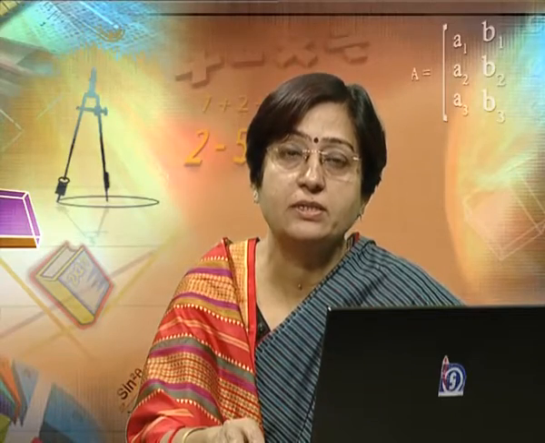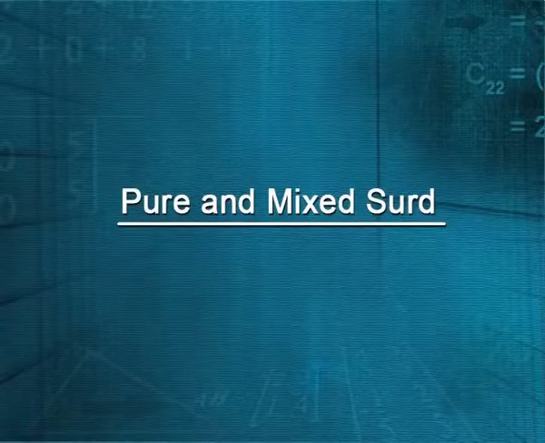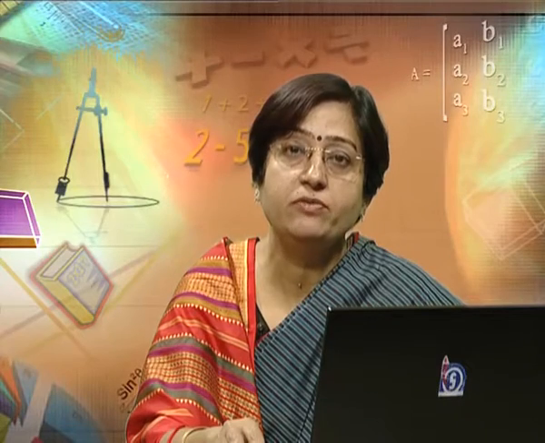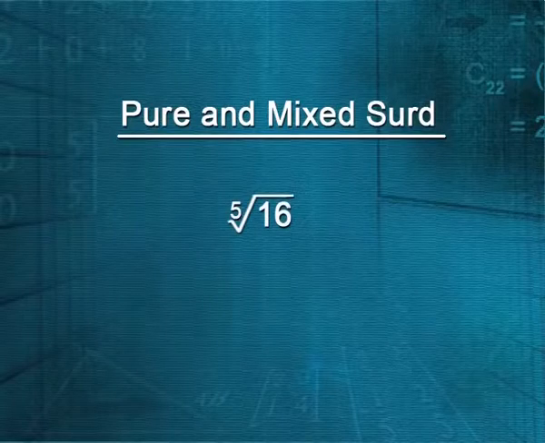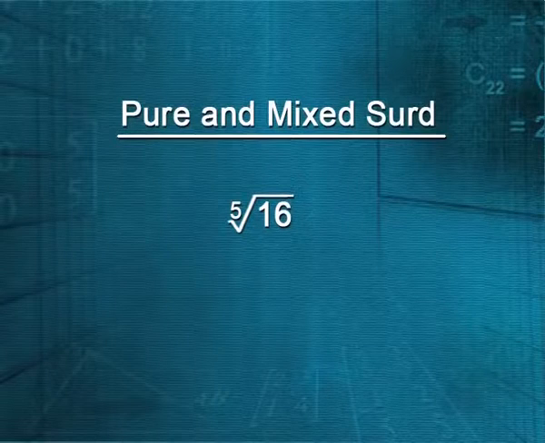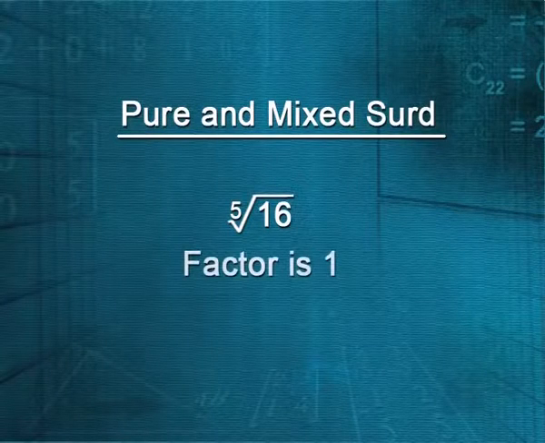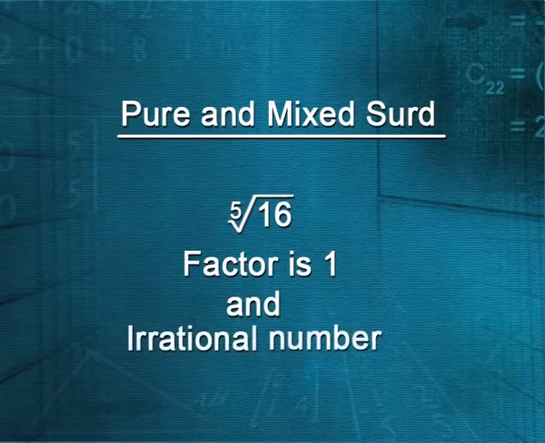Now, let us discuss what are pure surds and what are mixed surds. If a surd is given to you like fifth root of 16, do you know what are the factors of fifth root of 16? It has two factors. One is the 1 and the other is the irrational number.